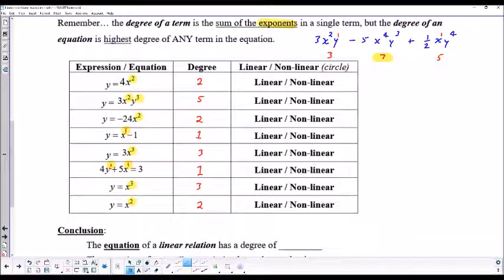I'm going to add one more here, just to be tricky. y equals 3 squared x plus 2.